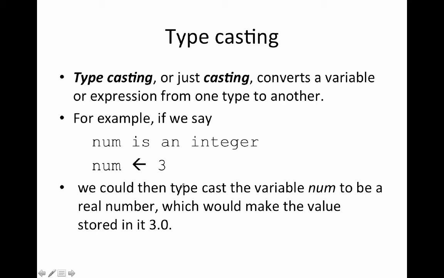Typecasting, or sometimes just called casting, converts a variable or an expression from one type to another. So for example, if we start by declaring num to be an integer variable, and then we use an assignment statement to store in num the value of 3, we could then typecast the variable num to be a real number type instead of an integer. So essentially what that would do is make the number stored in it 3.0 instead of just 3.